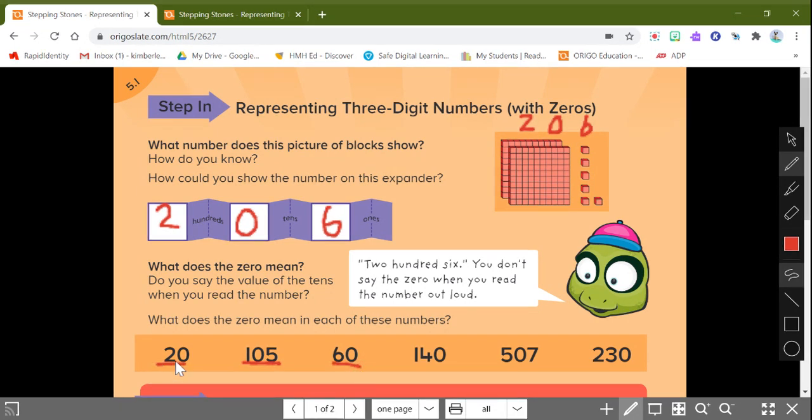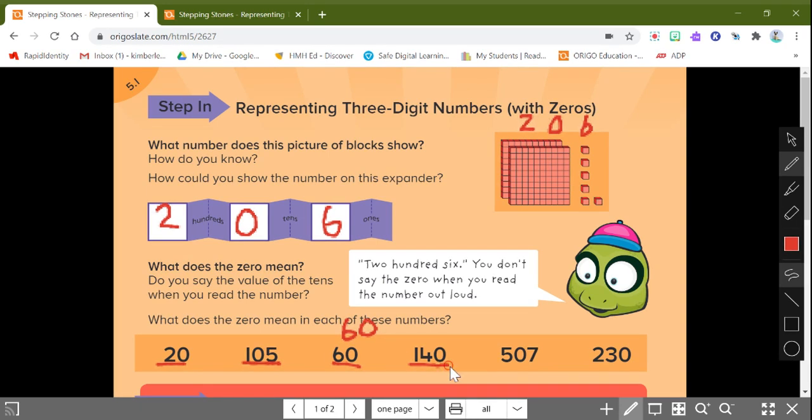Just like in the 20 over here, this is 60. We don't say six-ty-0. The 0 is just holding the place for the ones place. If I just had a 6 by itself and I didn't put the 0, then my number would be 6. So I have to put that 0 on there to show that it's 60.